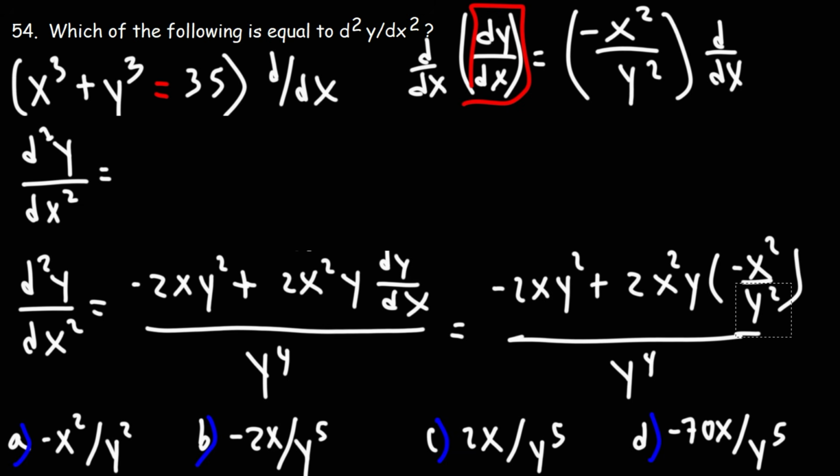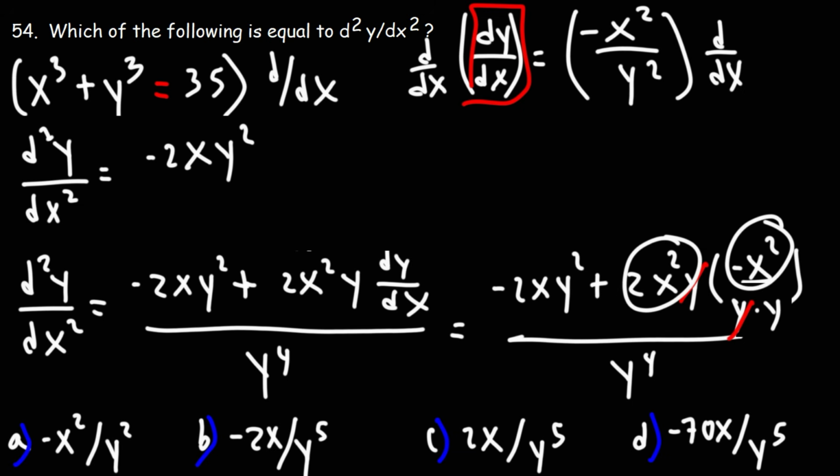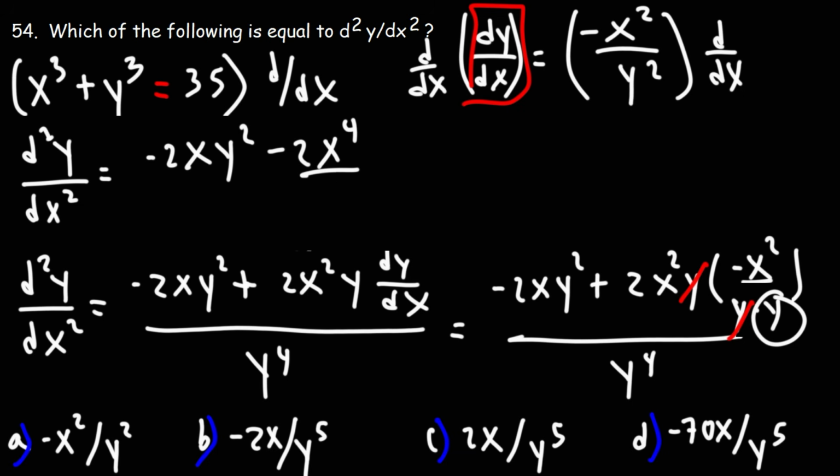So this y squared right here is equivalent to y times y. And notice we could cancel one of the y's. So what we now have is negative 2x y squared. Here we have 2x squared times negative x squared. So that's negative 2x to the fourth, and we have a y on the bottom. And this is all divided by y to the fourth.